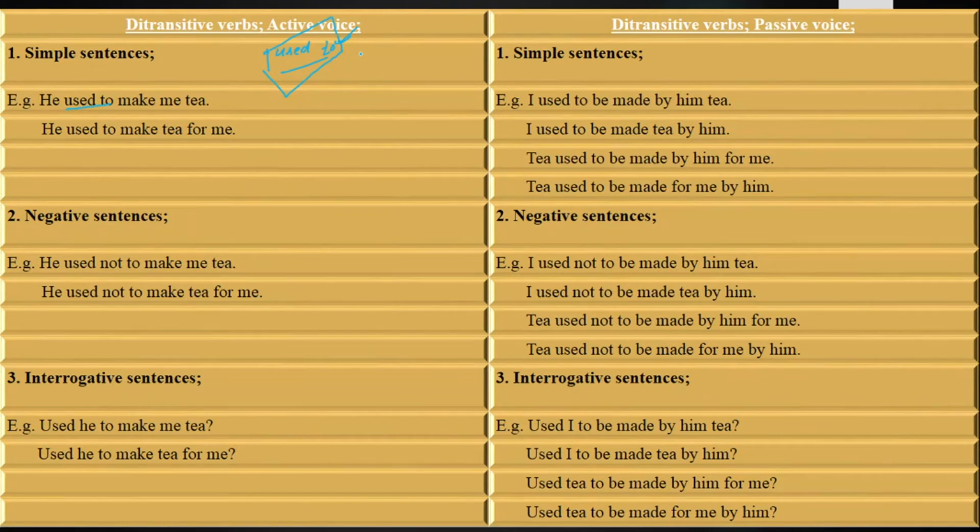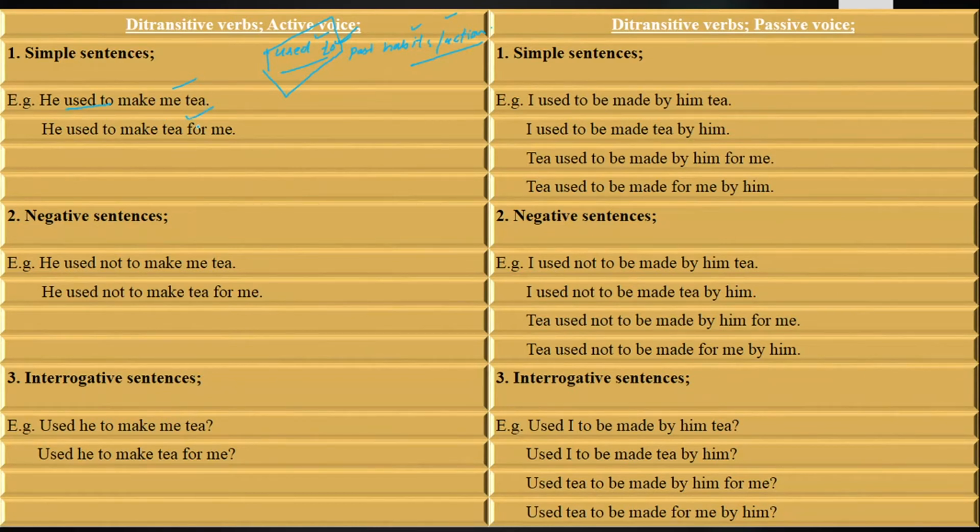Used to is used for past habits and actions, which we did in the past, but now we have left doing those actions. We used to do them in the past, but now we don't do them. For that you will use the modal auxiliary verb used to. He used to make me tea. Now he has left making tea for me. And he used to make tea for me.